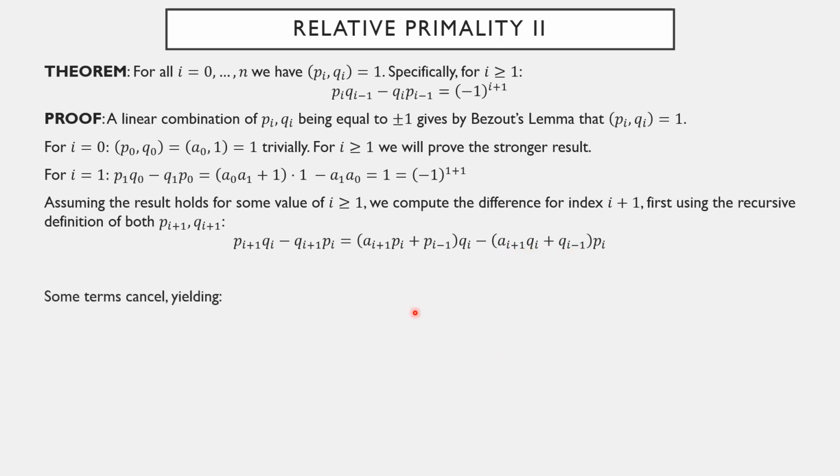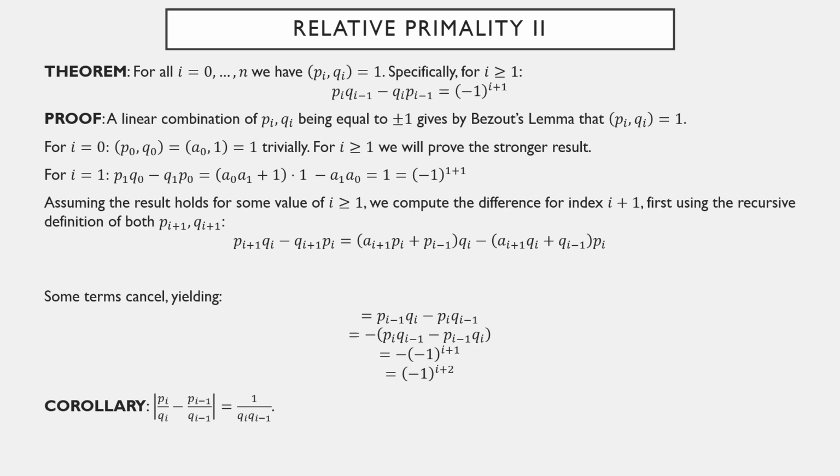Some terms, if we distribute this whole thing out, will cancel. For example, a_{i+1} p_i q_i and a_{i+1} q_i p_i, with a minus in between, will cancel. So some stuff simplifies, and all that's left behind is p_{i-1} q_i minus p_i q_{i-1}. That, if I factor a minus sign out, is exactly what we made an inductive assumption about. So that's -(-1)^(i+1), which is simply (-1)^(i+2). So assuming the desired formula holds at a given index, at the next index you simply multiply by minus 1, but we're trying to get consecutive powers of minus 1 anyway, so we get exactly what we want.